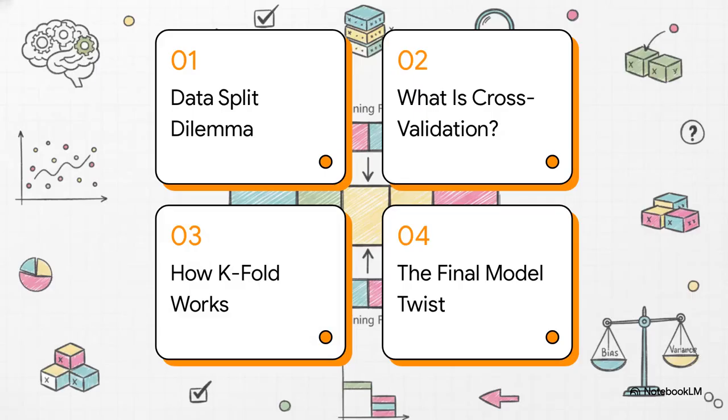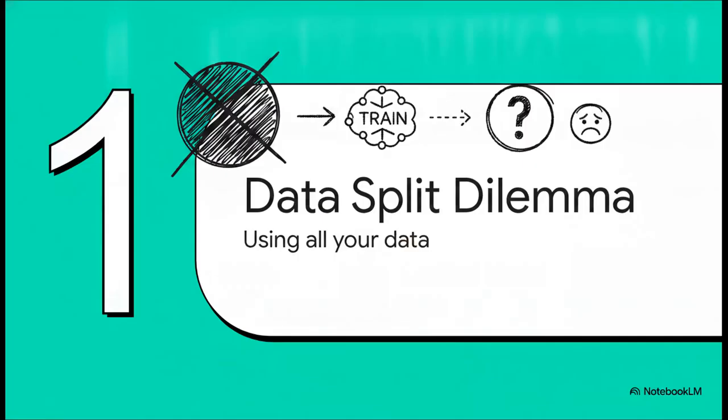Here's our roadmap for today. First up, the data split dilemma. Then, what is cross-validation? After that, how K-fold works. And finally, number 4, the final model twist. Right, let's dive right into section 1, the data split dilemma, or the problem with using all your data.